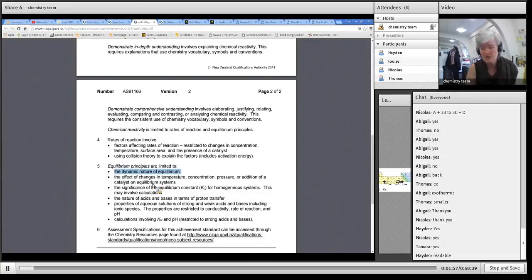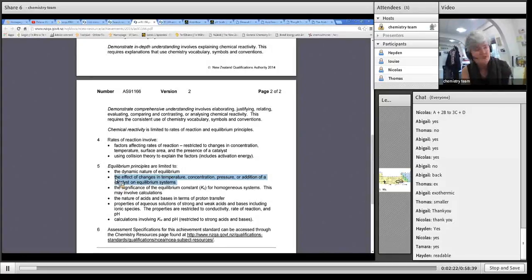So the dynamic nature is just basically, if something's at equilibrium on the macro level, your observations, it doesn't look as though anything is happening, but on the micro level, things are happening all the time, and the rate of the forward reaction is equal to the rate of the back reaction for a reverse reaction, if something is in equilibrium. And then we looked at also factors, and some of these are very similar to what affected rates, so just make sure you don't get yourself confused.